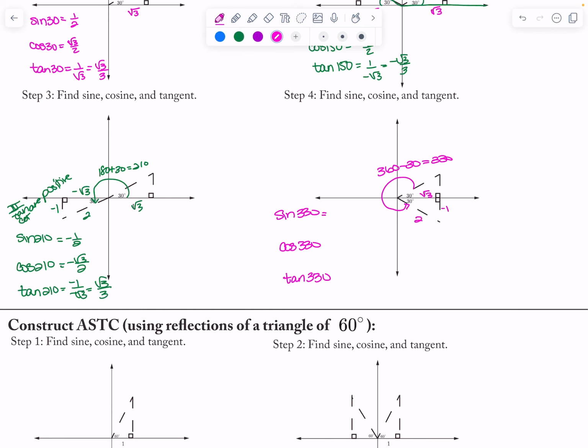So then my sine is going to be negative 1/2. My cosine is going to be a positive root 3 over 2, and my tangent is going to be a negative 1 over root 3, which is negative root 3 over 3. And just like before, in the fourth quadrant, my cosine and my secant are positive, and everybody else is negative. So you should start to see a pattern.